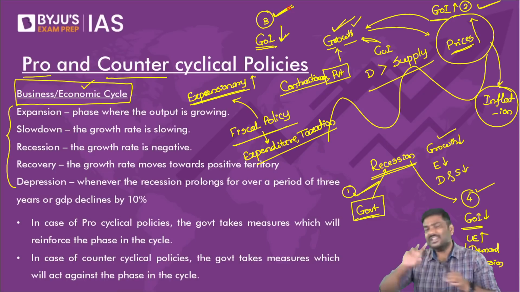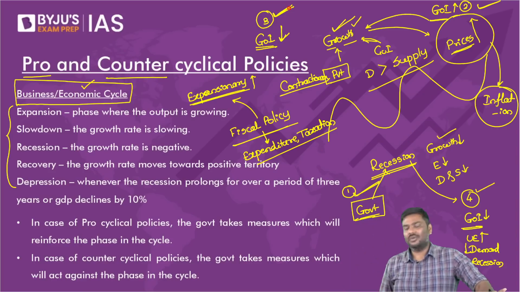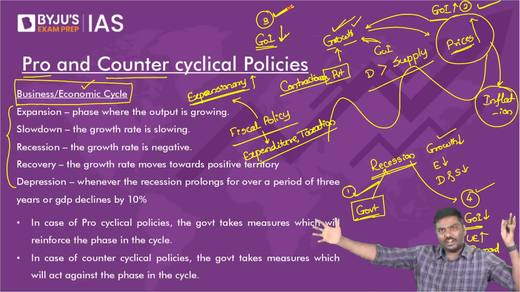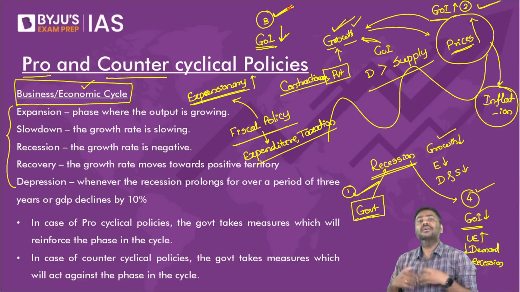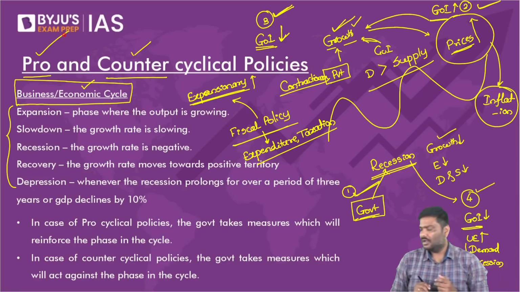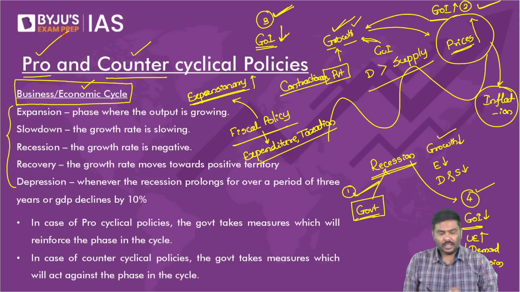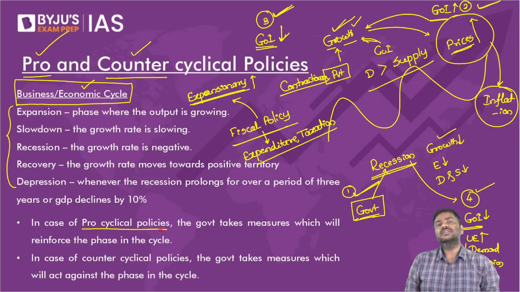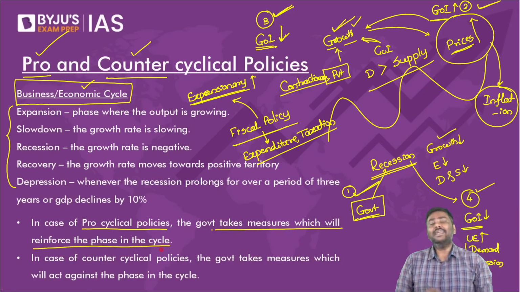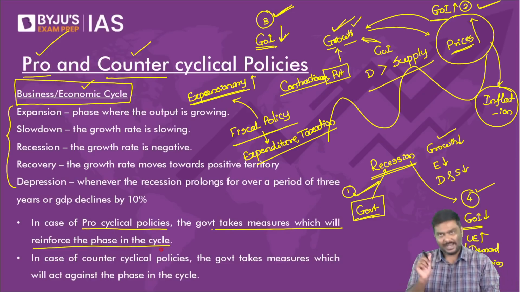So that whatever is the intensity of the events will automatically come down. Inflation will not increase, inflation will come down. People have a lot of money, government will take more taxes from them, etc. Now come to the point here, pro and counter. I'll give you a statement. Have a look at this very carefully. In case of pro-cyclical policies, the government will take such measures which will reinforce the intensity, which will increase the intensity of the events. I'll repeat the statement.